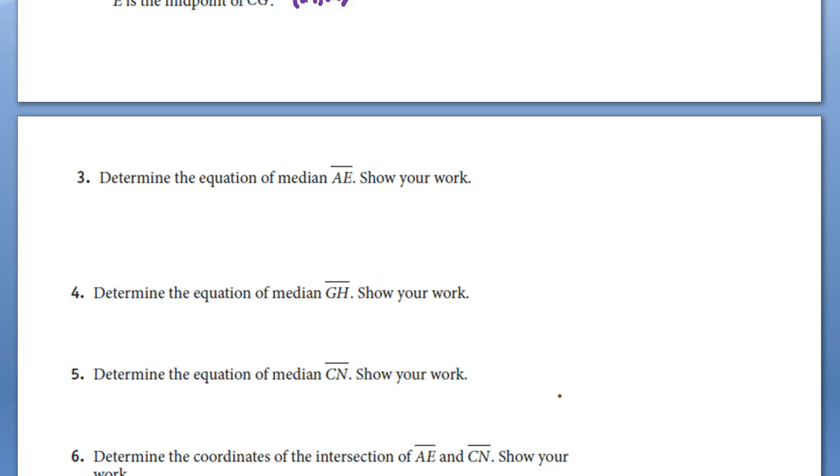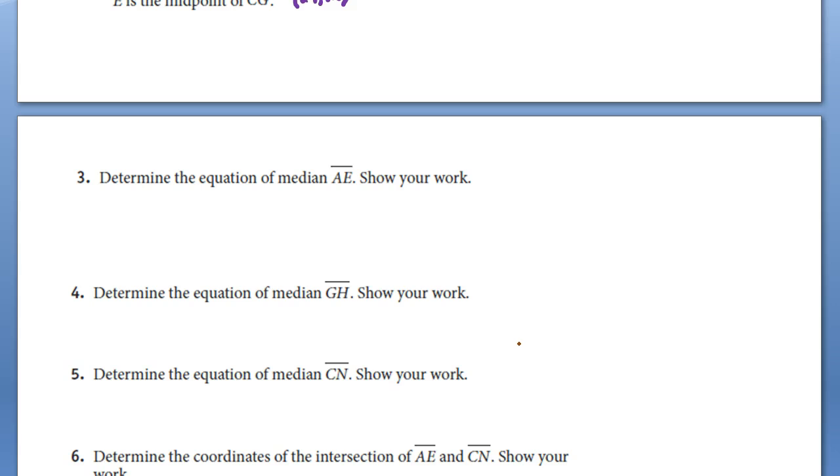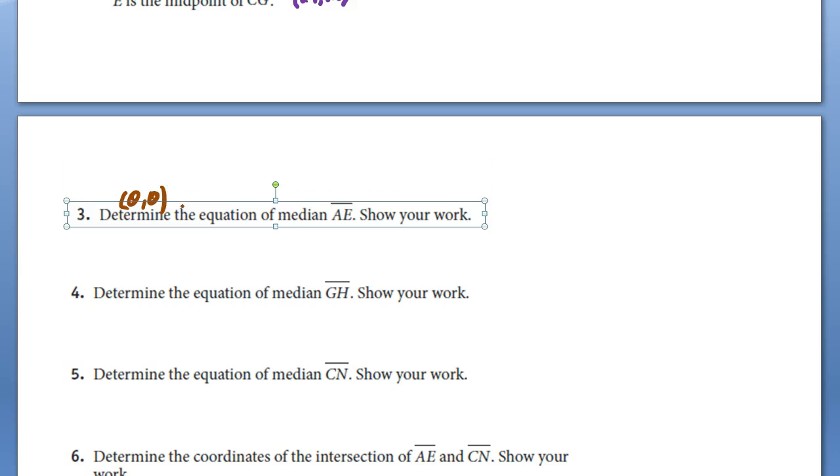Number 3, determine the equation of median AE. Show your work. So let's find median AE. It's this one here running uphill like this. We want to find the equation of that line. It looks like the slope goes up 1 over 2, up 1 over 2, up 1 over 2. So the slope is 1/2. And a point that we know for sure is on that median is 0, 0. So 0, 0 is a point on that segment, and its slope is 1/2.